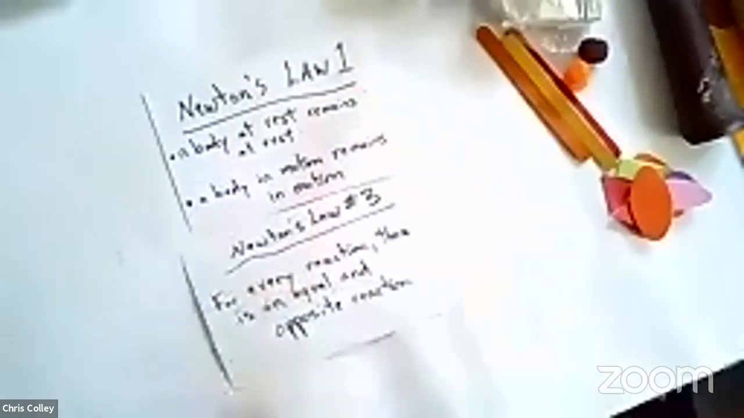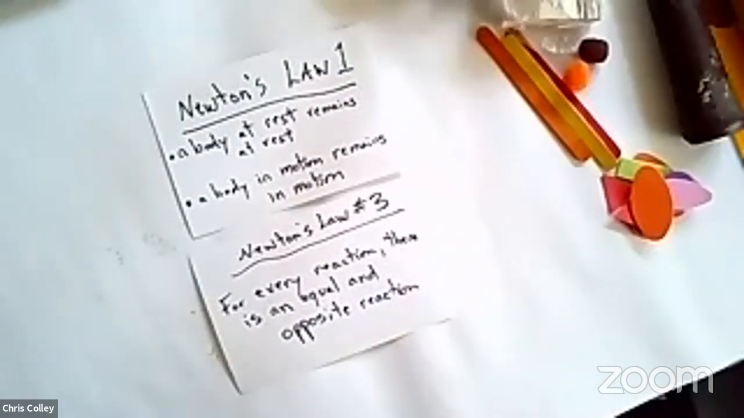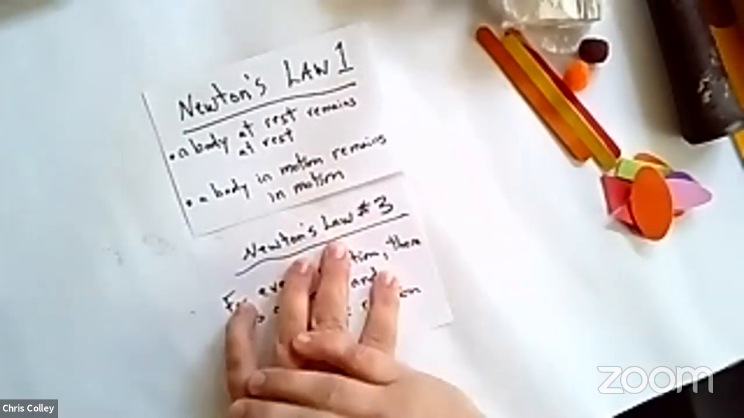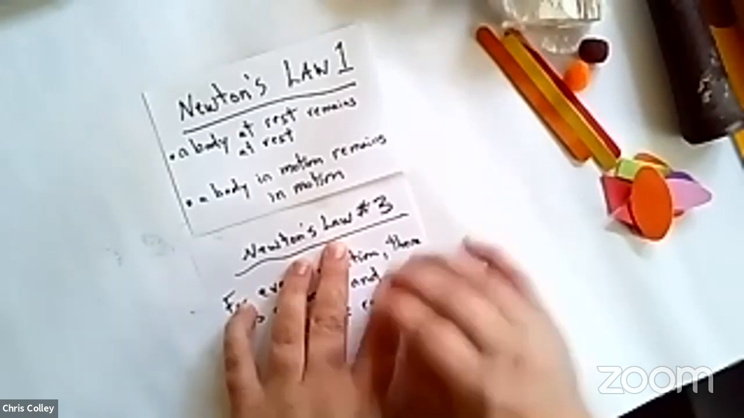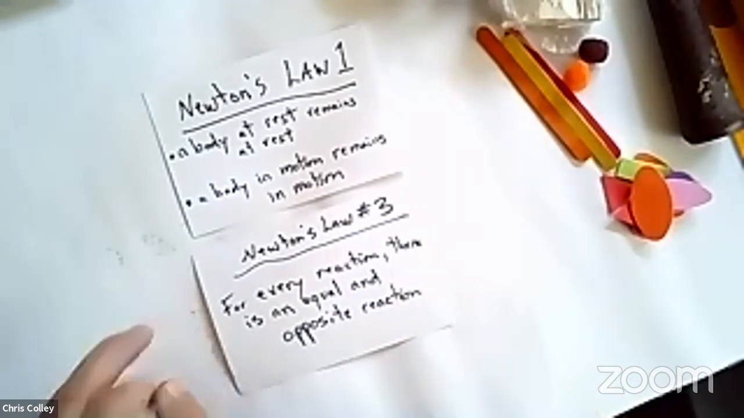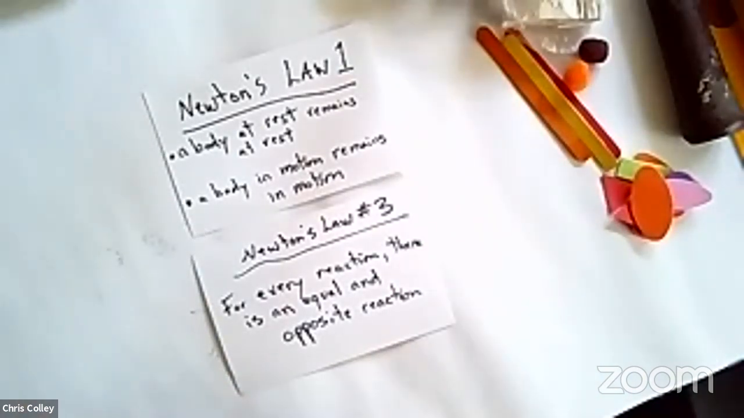So the first thing I want to talk about are two laws. Now we want to connect these things to our curriculum a little bit. So we're going to look at Newton's two laws, law 1 and law 3. And they go as such. The first one is a body at rest remains at rest. Law 3, for every action, there is an equal and opposite reaction. So here we have the two laws that we're really going to focus in on.